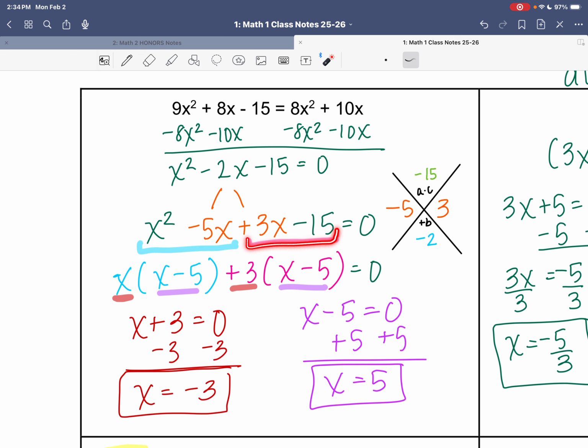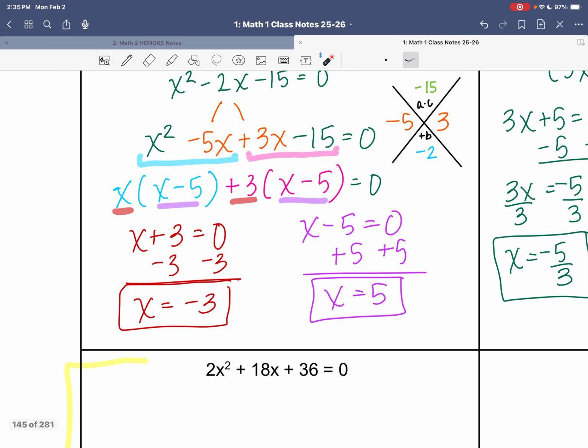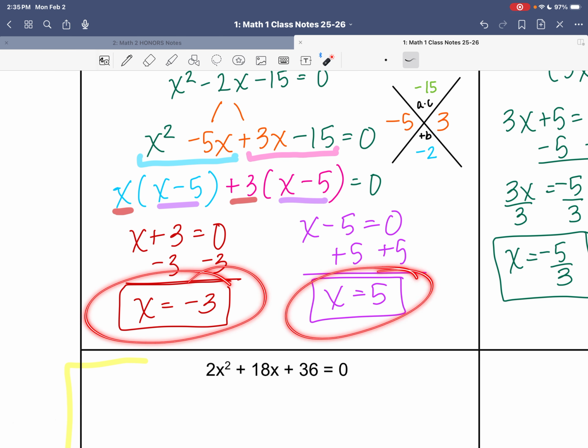Then we're going to take this section for the grouping. GCF is 3, and then left over is x minus 5. Now, whatever is outside the parentheses makes one group. Whatever is inside the parentheses makes another group. Set those each equal to 0, and you'll get negative 3 and 5.